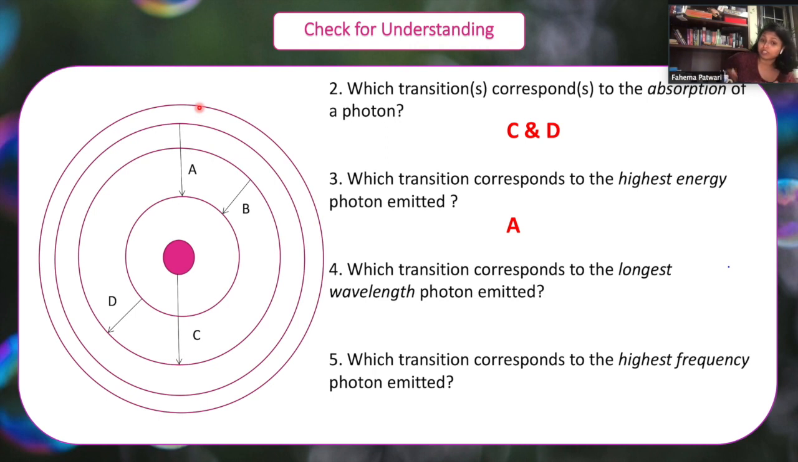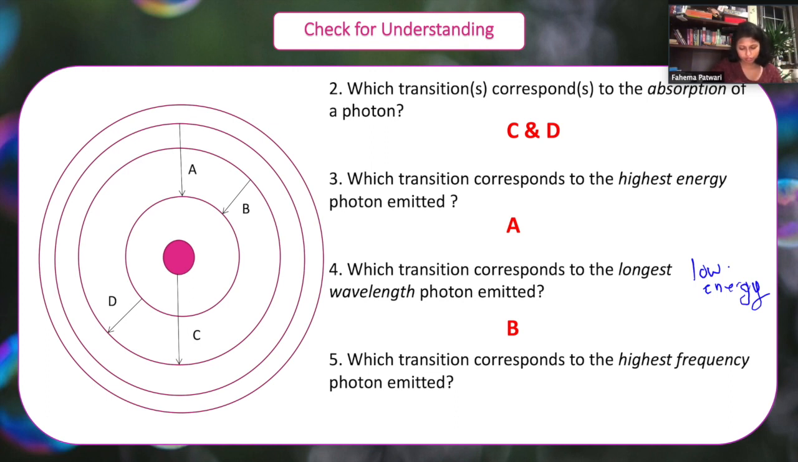Next, which transition corresponds to the longest wavelength? Again, if you see a wavelength question, turn it into energy. So longest wavelength is the same thing as low energy. And a photon is being emitted, energy is being lost, so it must be an electron dropping an energy level. So that's B.